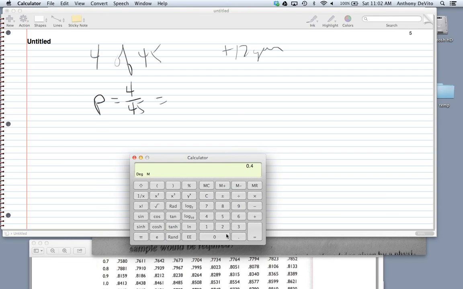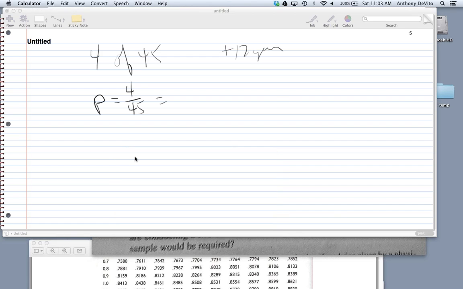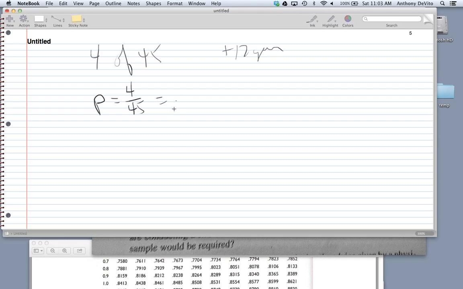4 divided by 45 equals 0.089. Okay, I'm going to round that to 0.09. When you do your homework, you can use 0.089 preferably. Okay, so it's equal to 0.09.